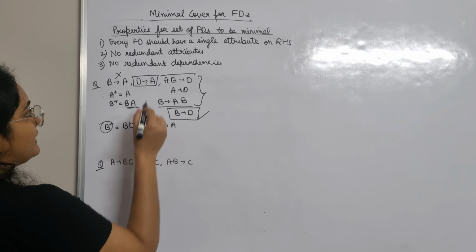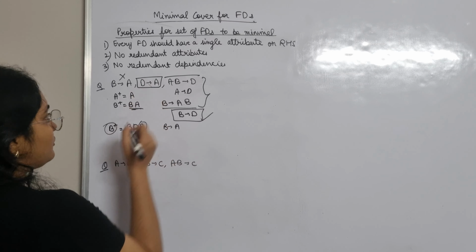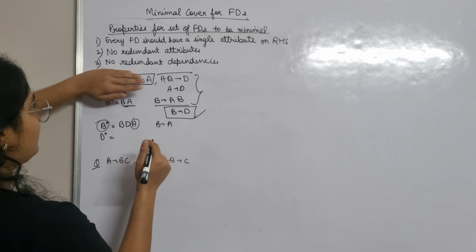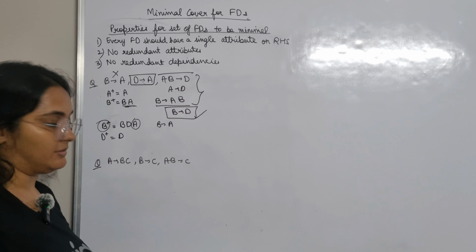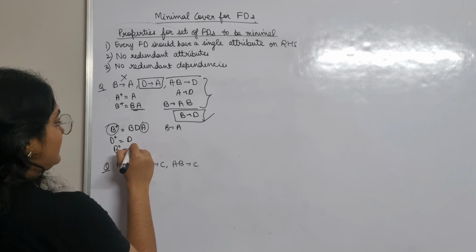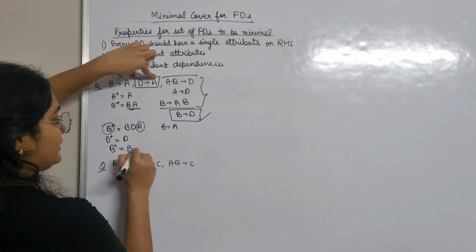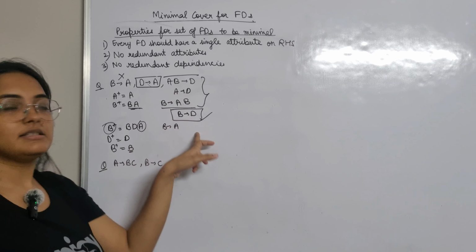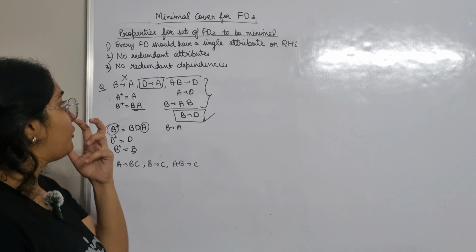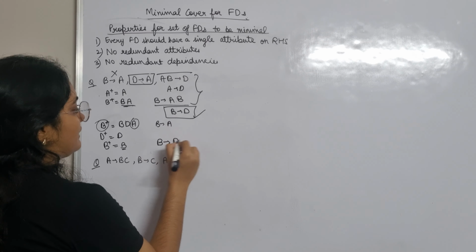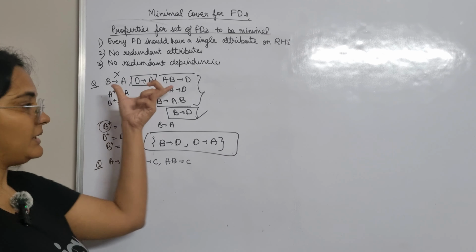So any other dependency? Now this is removed, only these two remain, right? Can we remove D determines A? If I remove D determines A, then D plus cannot derive A, right? So this cannot be removed. Let's say B determines D, can we remove it? If I remove this, with this only functional dependency, can I derive D? No, only B can be derived. So we cannot remove this also, right? So only this dependency can be removed and this can be shortened, and this is the minimal cover for this set of functional dependencies.